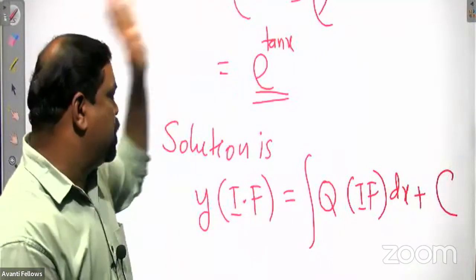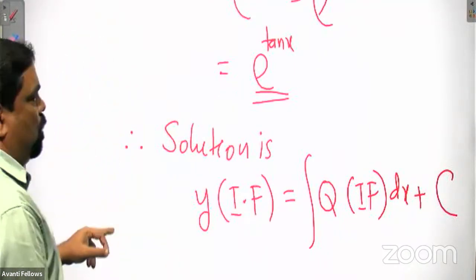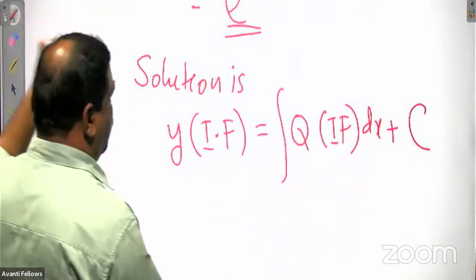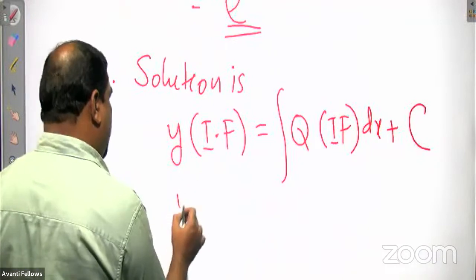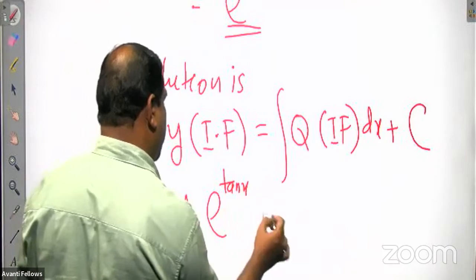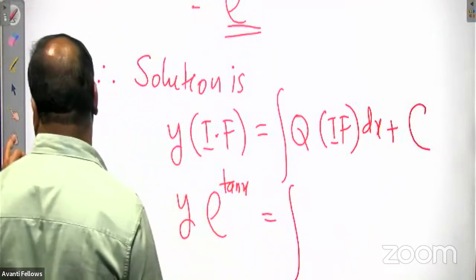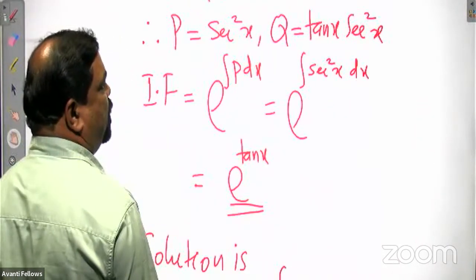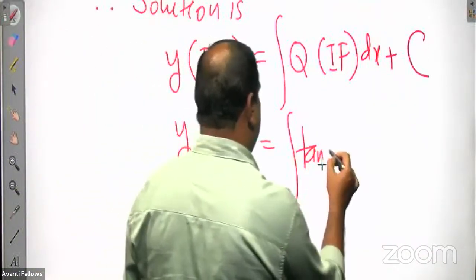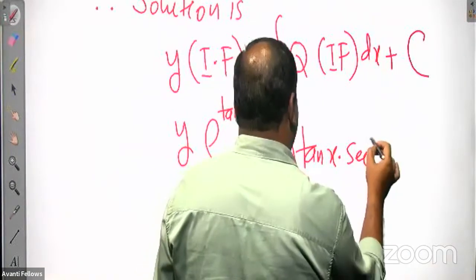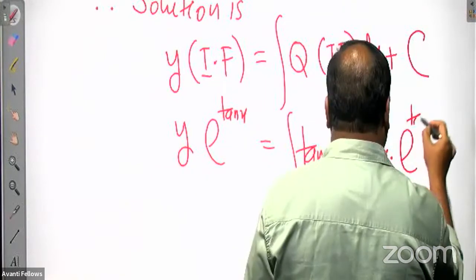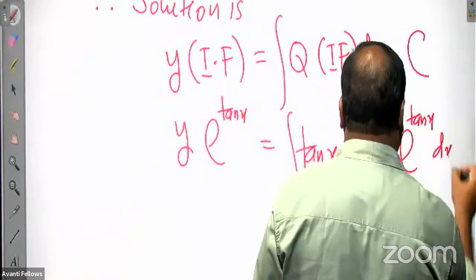So just substitute the values which are obtained, and also what is given, p and q, which we already know. So y into e raised to tan x is equal to integral of q. What is q? Q is equal to tan x sec square x. Tan x sec square x into the integrating factor e raised to tan x dx plus c.